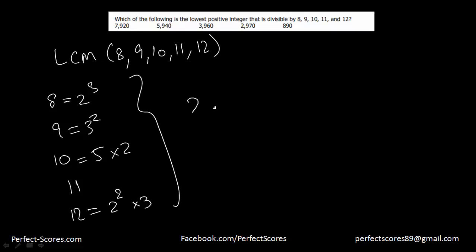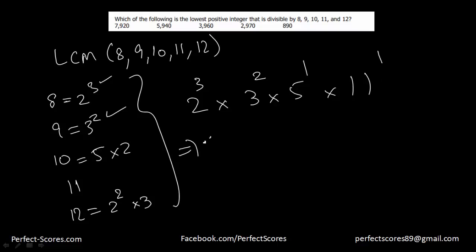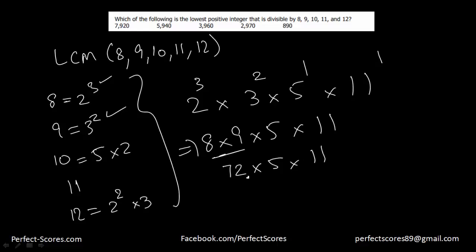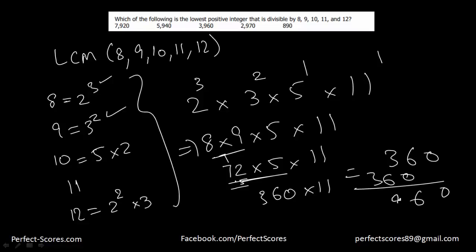Now the LCM is going to be 2 times 3 times 5 times 11. These are my prime numbers. The highest power for 2 is 3, for 3 is 2, for 5 is 1, and for 11 is 1. So my LCM is going to be 8 times 9 times 5 times 11. 8 times 9 is 72, times 5 is 360, times 11. When you multiply any number by 11, this is what you do: 3960. That means this over here is our answer.